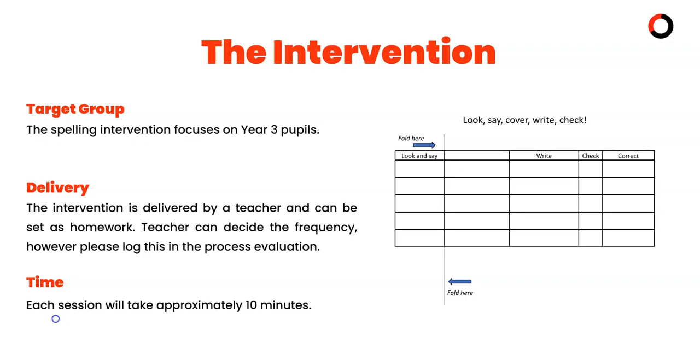So the intervention focuses on Year 3 pupils. It's delivered by a teacher and can be set as homework. You can decide the frequency. You just have to log this in the process evaluation, and each session will take approximately 10 minutes.